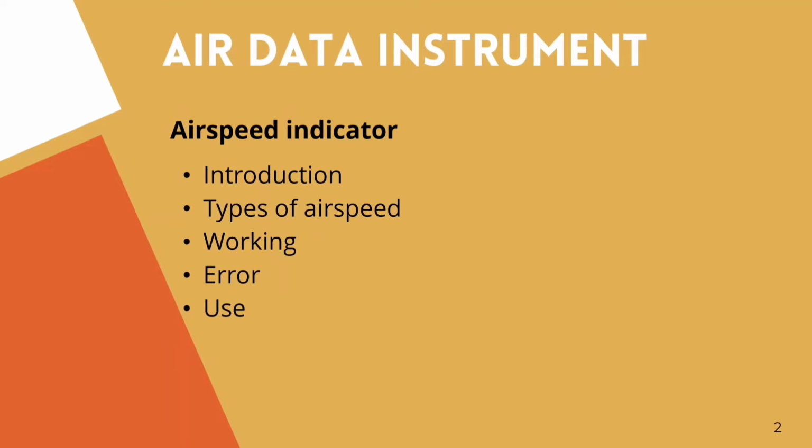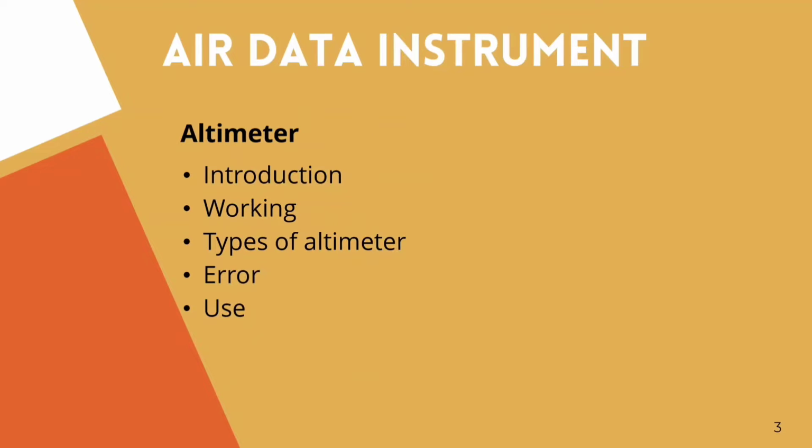Air data instrument. In this module, we are going to study the airspeed indicator, the altimeter, and the vertical speed indicator. For each of these, we are going to study the introduction, the types, working, error, and the uses. Take a look at these topics.